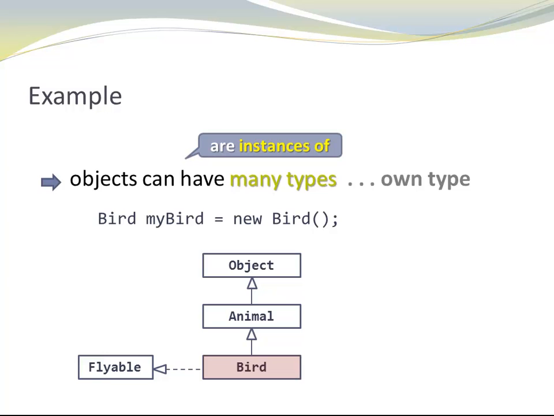Own type means myBird is a Bird. It's an instance of Bird. Superclass type, myBird is an Animal. It's an instance of Animal. Ancestor type, myBird is an Object. It's an instance of Object. Interface, myBird is a Flyable. It's an instance of Flyable.